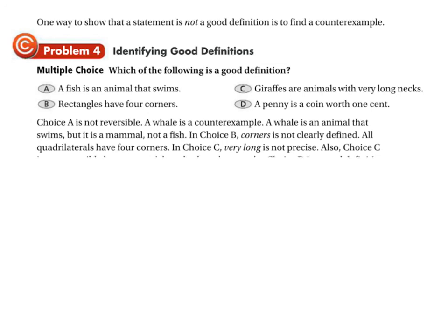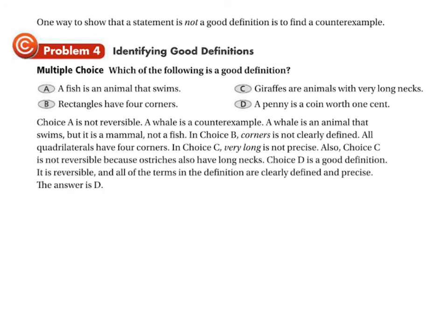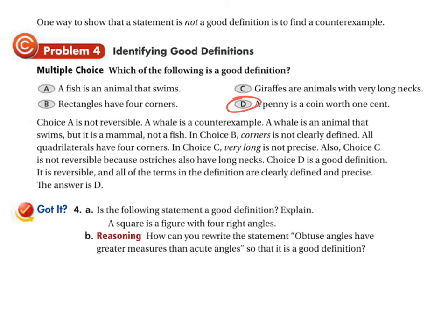Choice D, though, is a good definition. And why do we think that's a good definition? Because it's reversible, it's a coin worth 1 cent, and it's a penny, and all of the things in there are clearly defined and they're precise. So we would say, yeah, D is a good one. Okay, try this got it problem to see if you can identify a good definition.